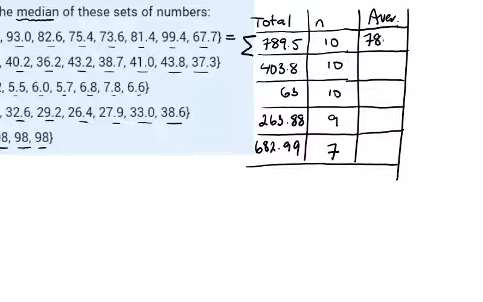So this is going to be 78.95, 40.38, 6.3. This is going to give 27.9, is that right? No, 29.32. I'm looking at my other calculation, 29.32. If I can get rid of the 9. 29 point. Never scribble out, I always tell you, but it's 29.32. And the last one is 97.57. They're my 5 averages.